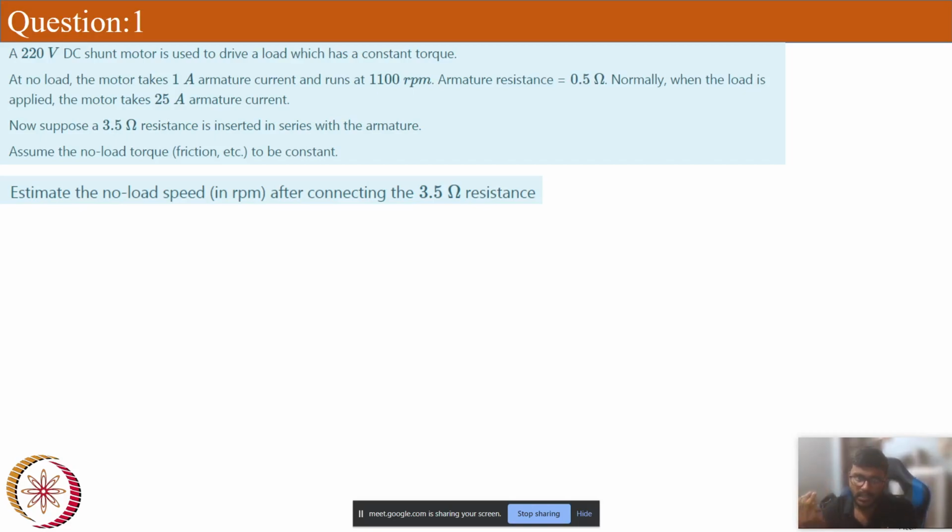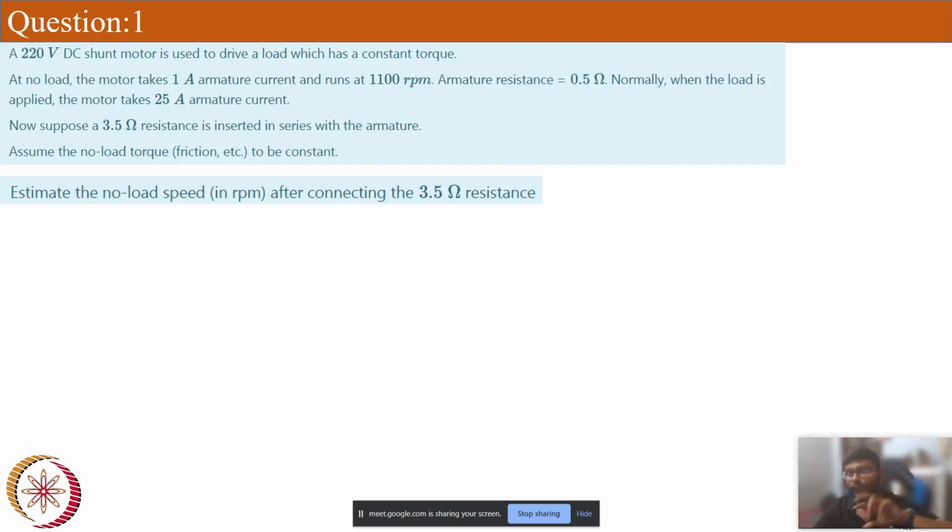Now in this condition, let's see what the question was about. When we add such an external resistance, we have to estimate the no load speed after connecting the 3.5 ohm resistance. We already talked about this at the start of today's session: to control the speed of a DC motor, one technique is the armature resistance control method. You can change the armature resistance value and get variable speed. So here is one example.